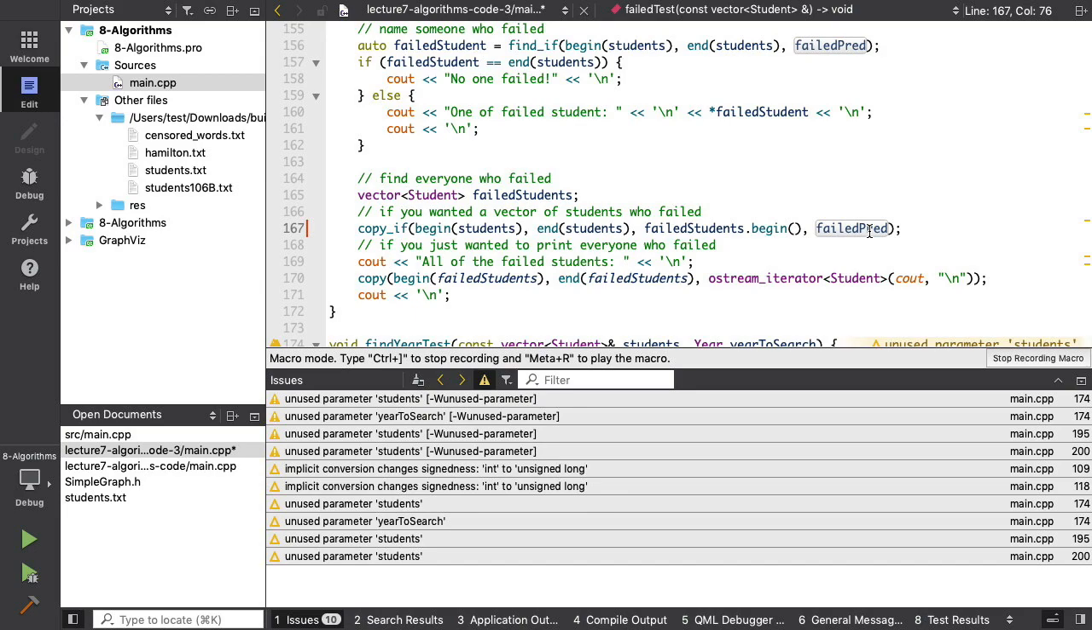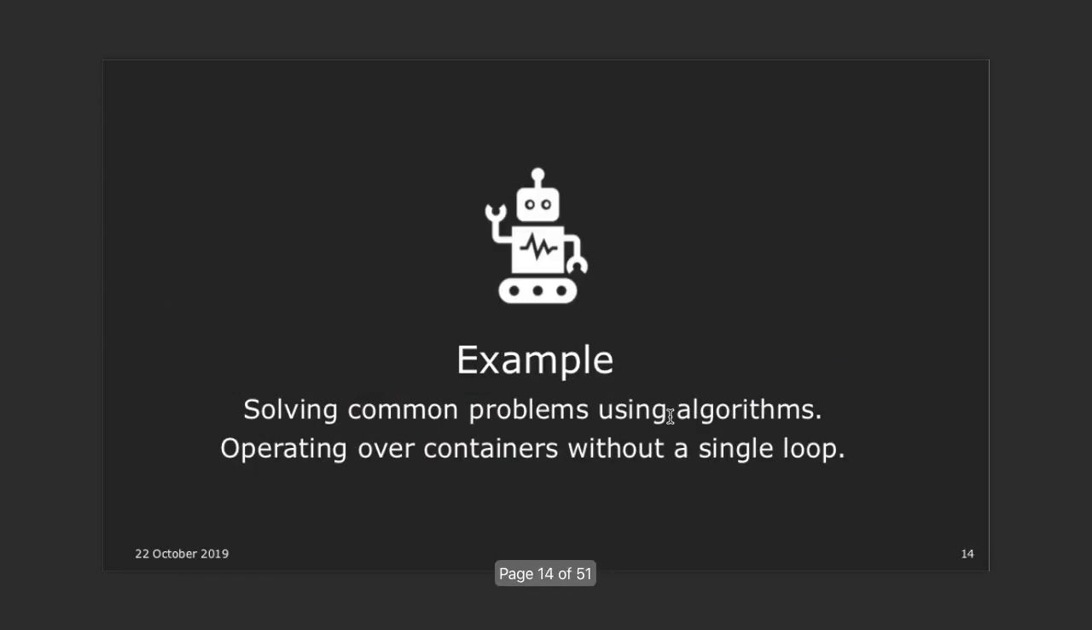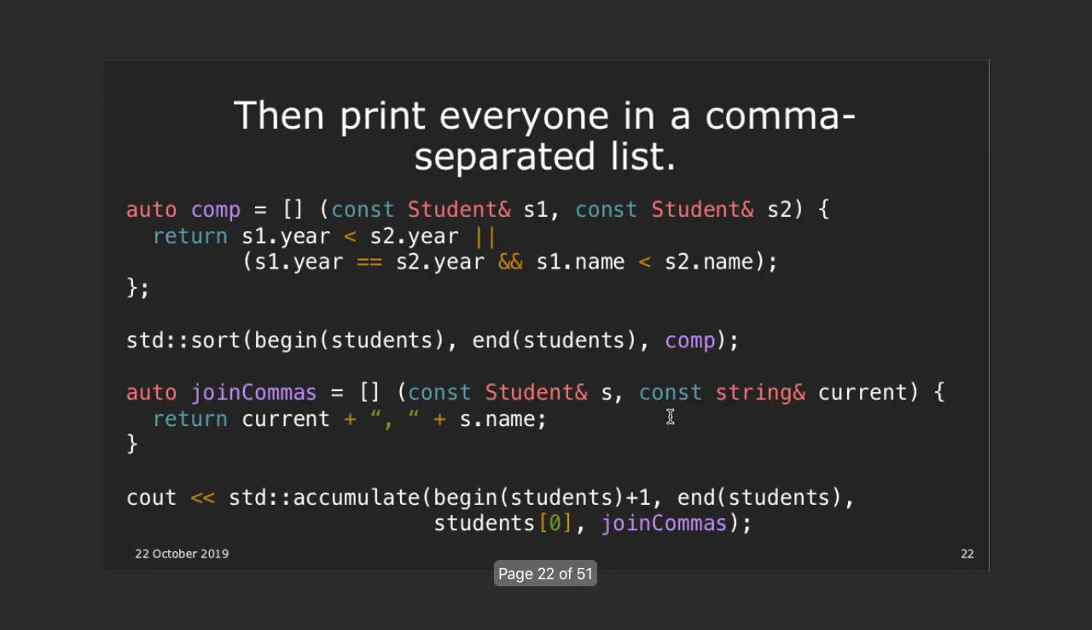Okay, does everyone follow so far? So you can imagine what copy if does. It basically looks through a range. Every time it finds an element that satisfies the predicate, it copies it into some other iterator. Okay, this does not work though, and I have a demo. I have a really nice looking slide to explain why.